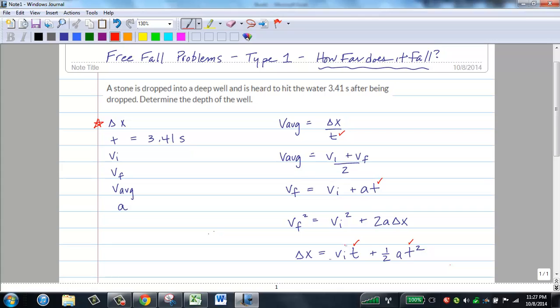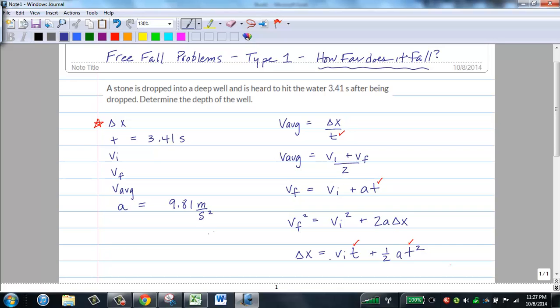Since all objects that are only being acted on by the force of gravity accelerate with the same acceleration, then we can make note of that acceleration. It's assumed to be true in this problem. So the acceleration caused by gravity is 9.81 meters per second squared.